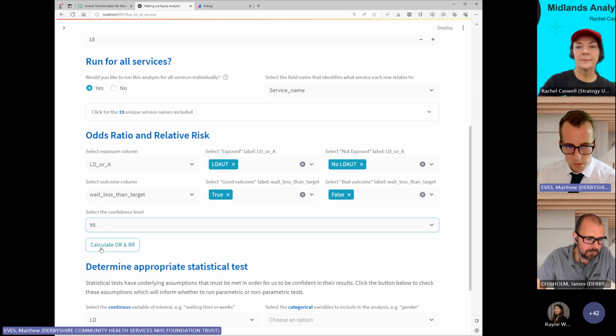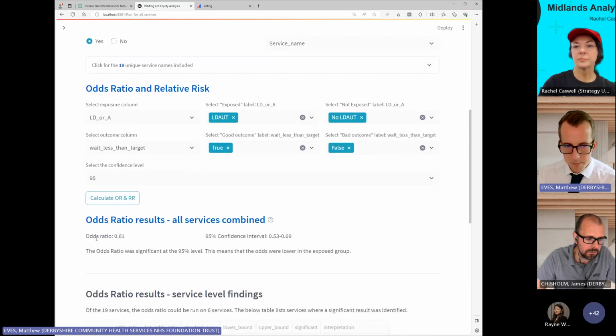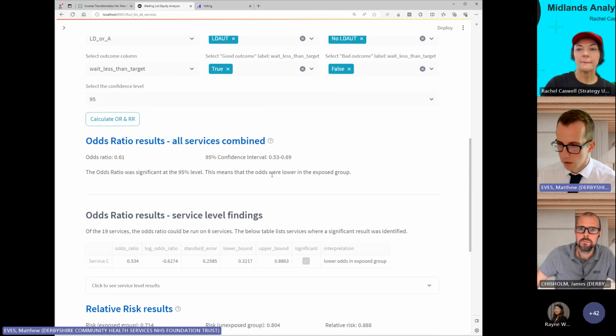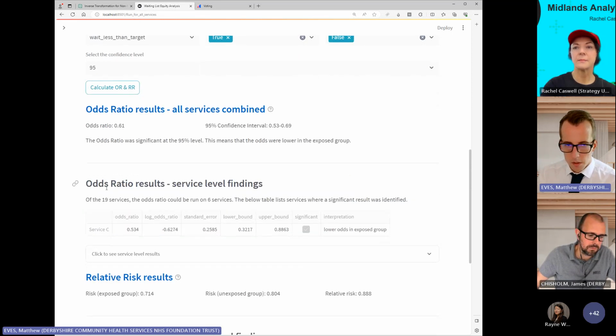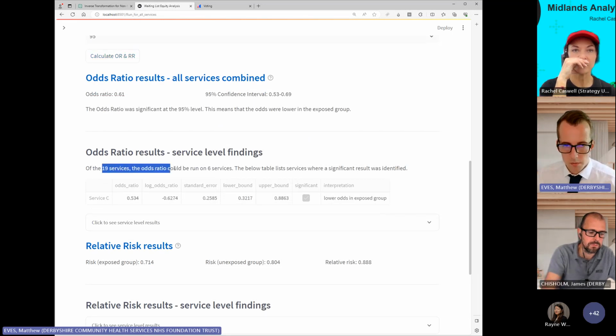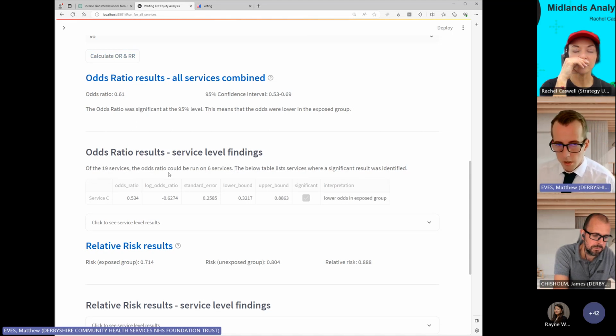And then we select confidence interval and run the odds ratio and relative risk. That then in blue here gives us a trust position. It suggests that with an 18-week threshold, there's a significant difference between the odds in the exposed and not exposed groups, but also a service level finding. I've tried to keep some sort of plain English summary of what's going on. Of the 19 services, the odds ratio could run on 6, and that means there's a logic check there, which is whether or not one or other component of the odds ratio was 0, in which case it doesn't run and skips to the next one.